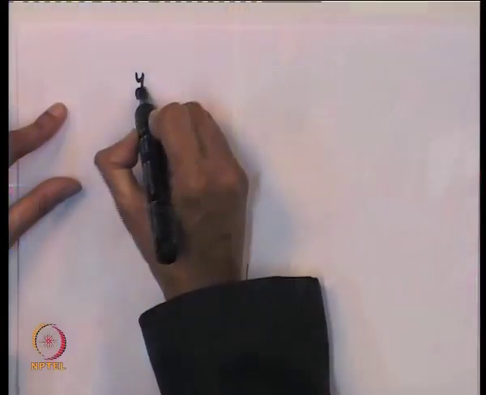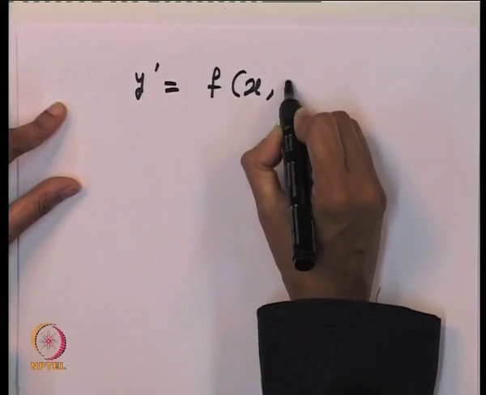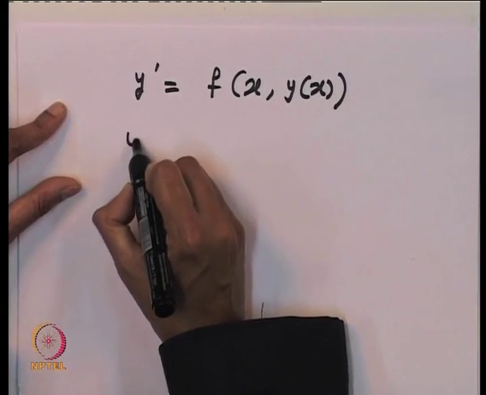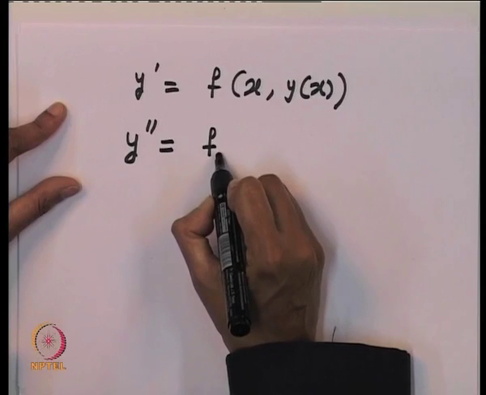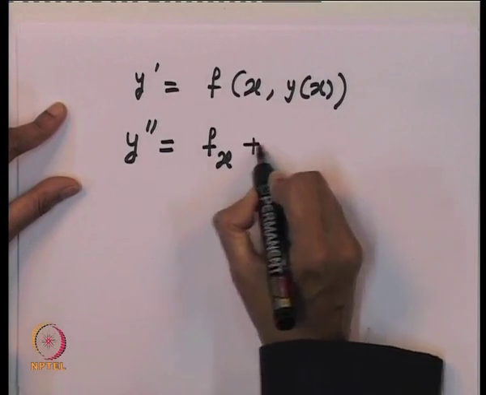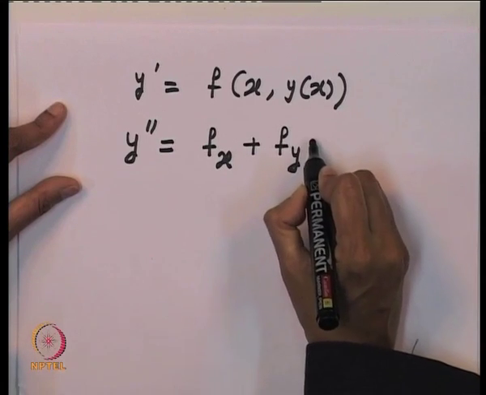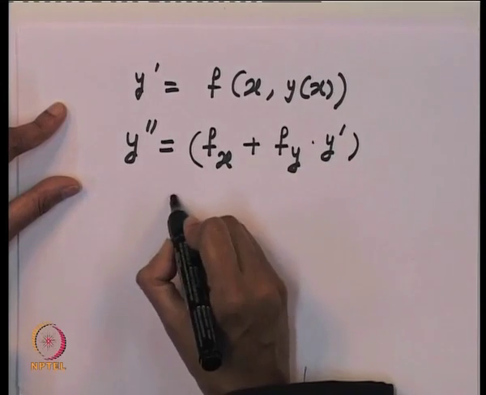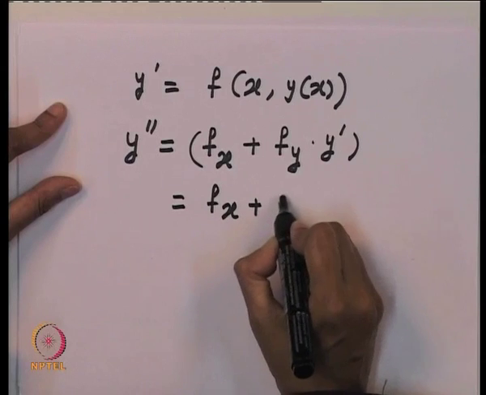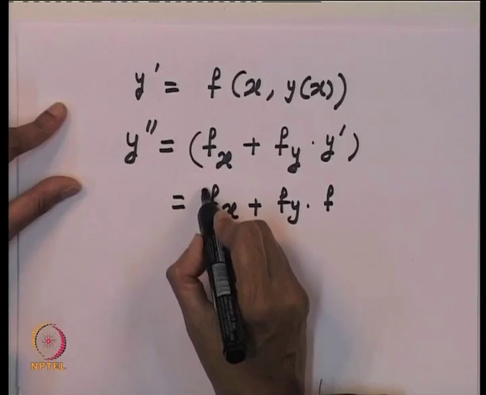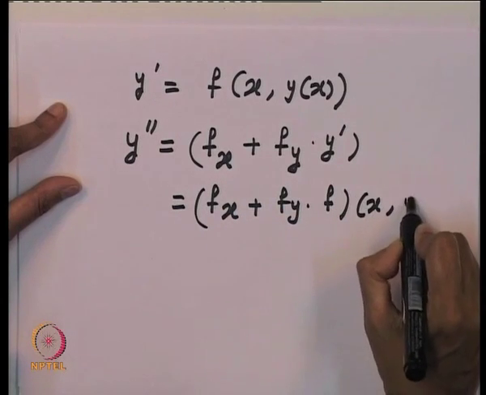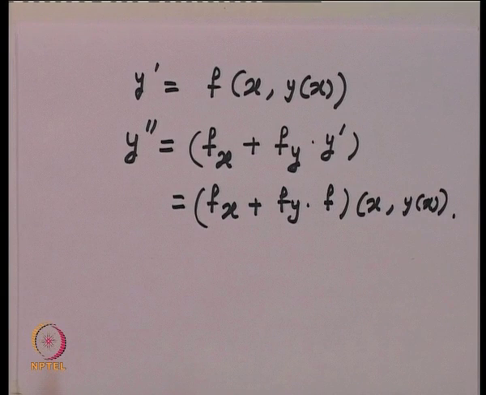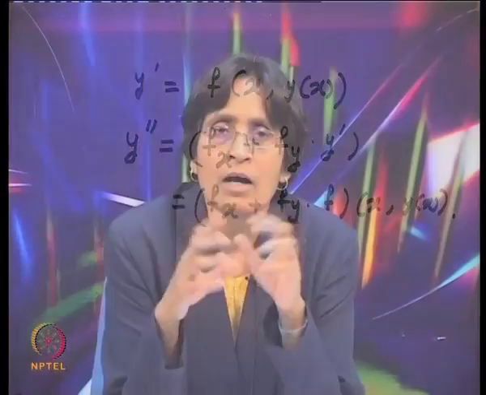So, you have y' = f(x, y(x)). So, y'' is going to be equal to the partial derivative of f with respect to x plus the partial derivative of f with respect to y into y', because y is a function of x. So, this will be equal to f_x + f_y times y', evaluated at the point (x, y(x)). So, that means, by looking at a function f, I may be able to tell whether the function is twice differentiable or not.